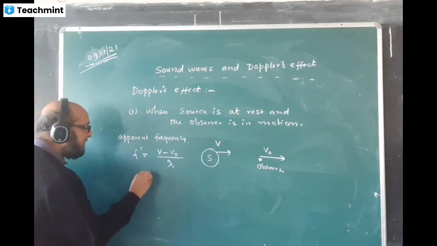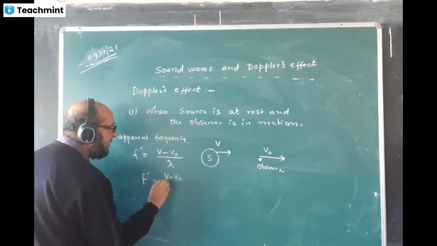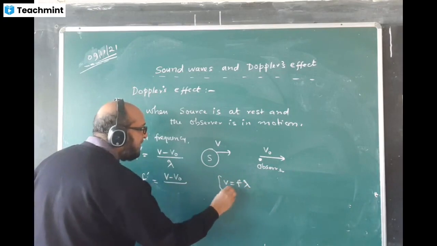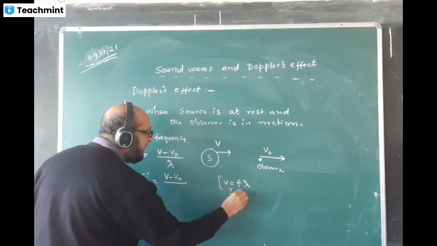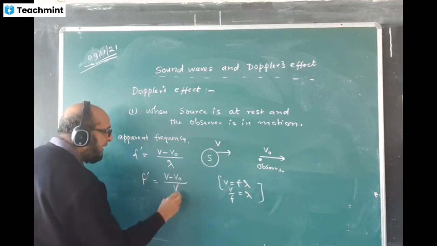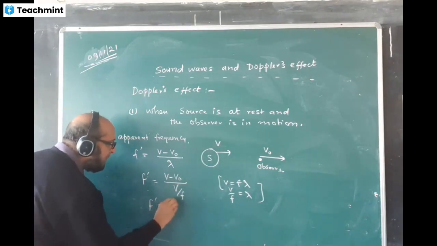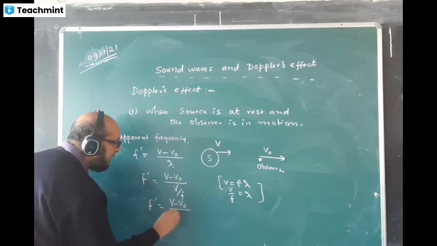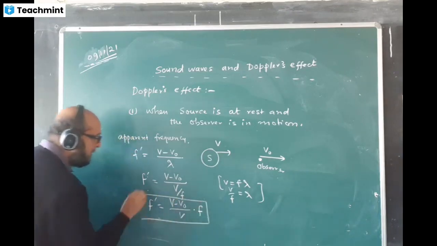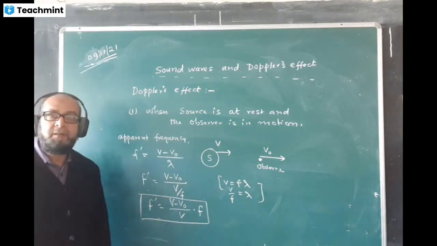Next line I write is f dash, apparent frequency, I will write as V minus V naught. We know the formula V is equal to f lambda. Therefore, lambda value will come V by f. Lambda value I put here V by f. This f will come up, and the formula will become V minus V naught by V into f. This is the formula of apparent frequency: V minus V naught by V into f.